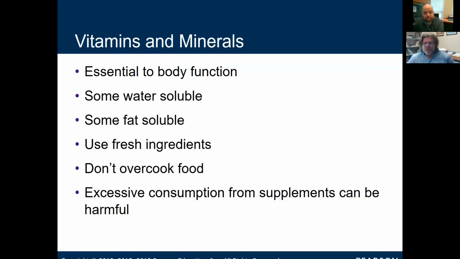Don't overcook your food. So things like green beans or asparagus, they're best when they're lightly steamed. They're going to have more nutritional value than if you cook them to mush. If you cook them to mush, the vitamins in them are going to start breaking down. Well, and they're just not going to taste good either. So, right.